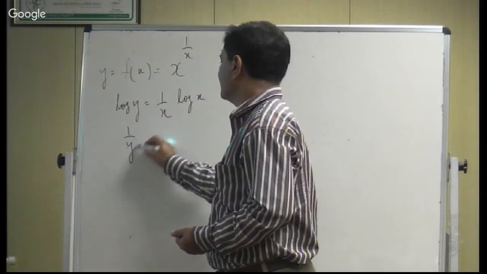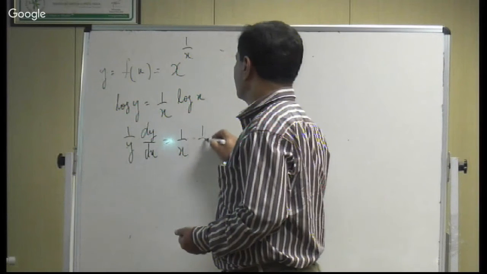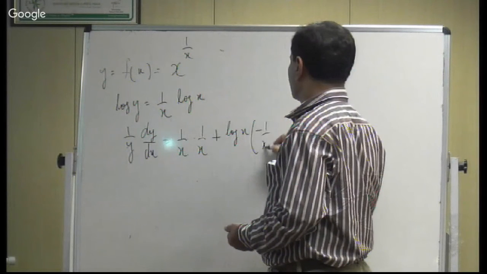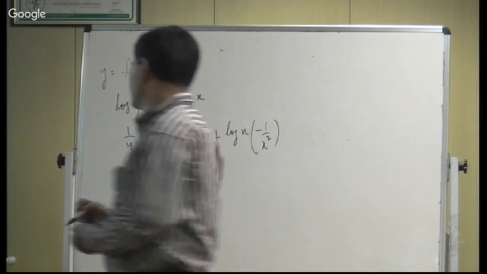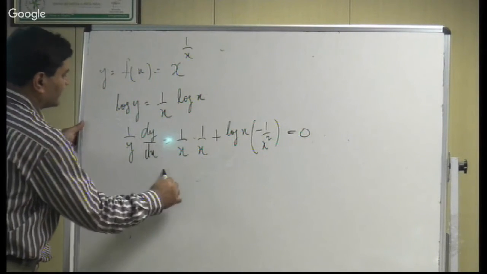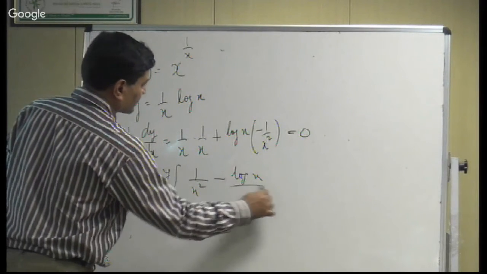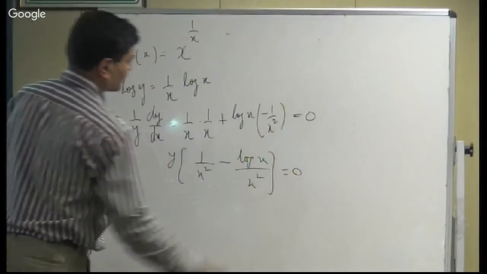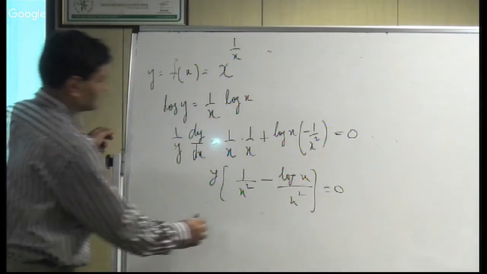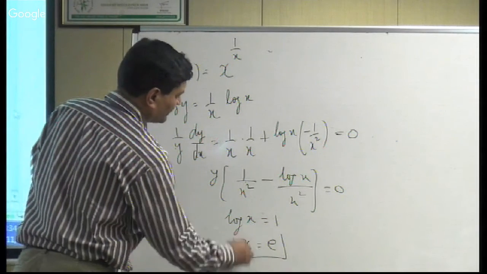Now 1 by y dy by dx, right? Now if you simplify this, what will you get? Equate this equal to 0. So actually this y will come here. This y will not create any problem. Now log x is 1, and x is equal to e.